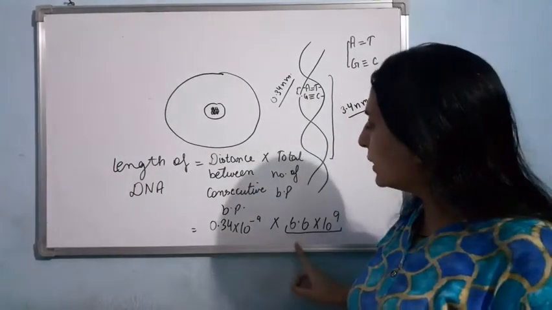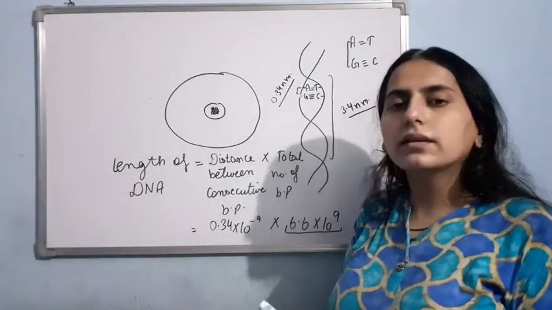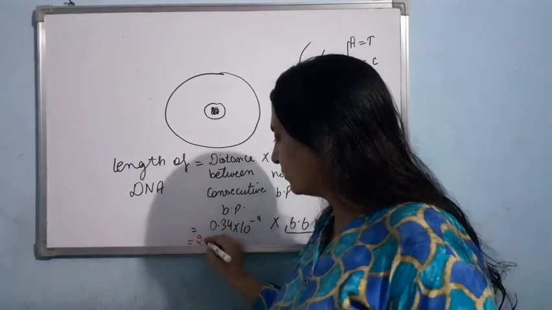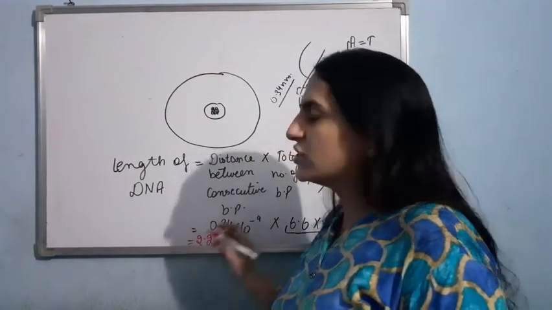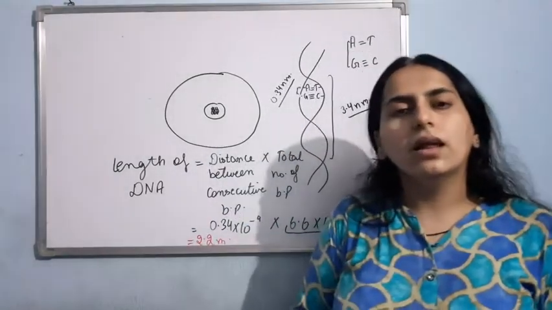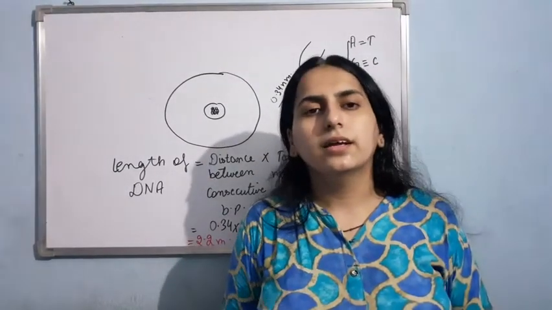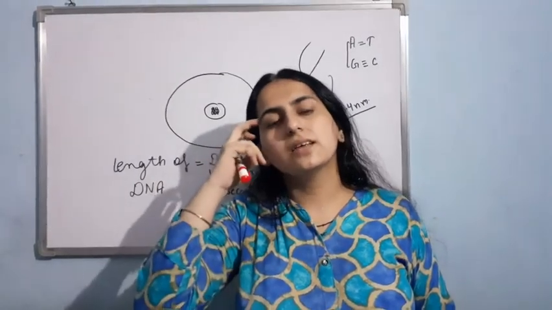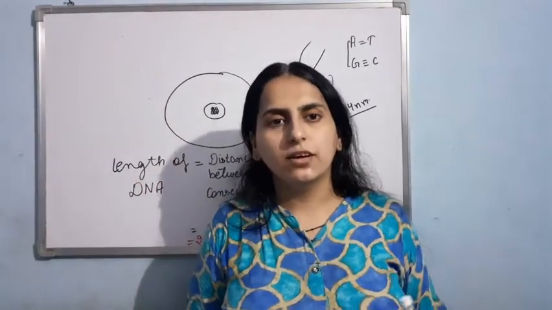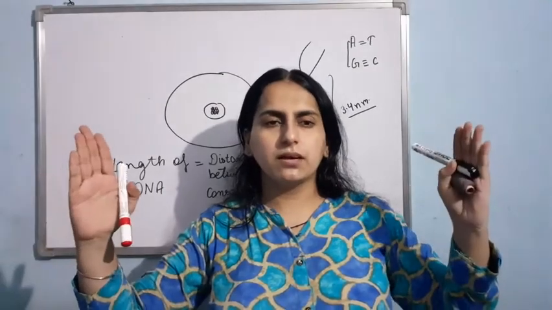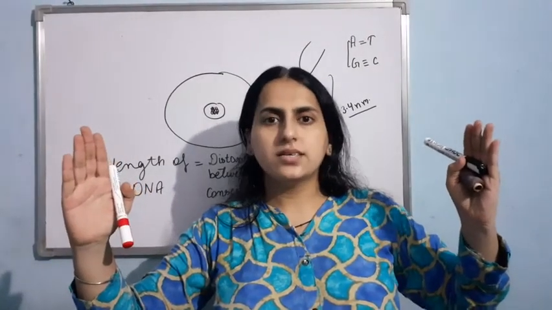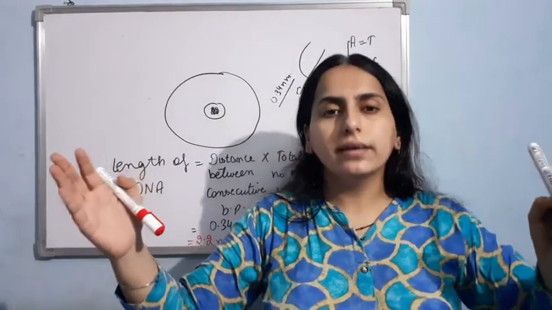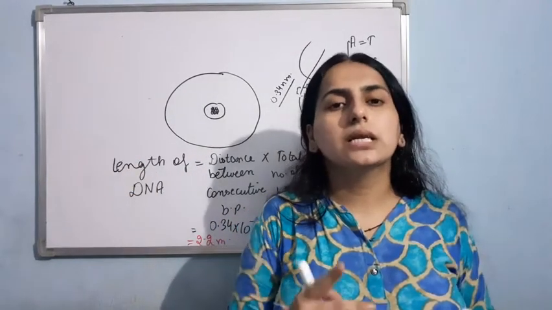Now if I multiply these two, then roughly I'll get 2.2 meter. So just imagine the length of our DNA is 2.2 meter. Just imagine how long it is. 2.2 is about double of 1 meter. That is the length of our DNA present in one cell.